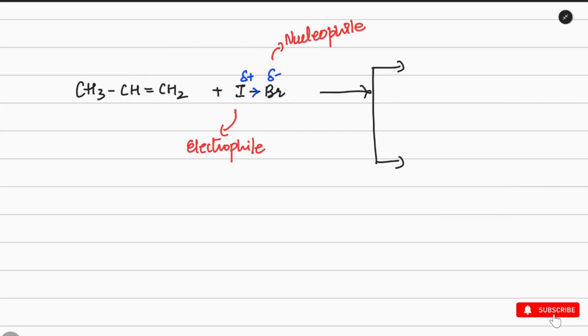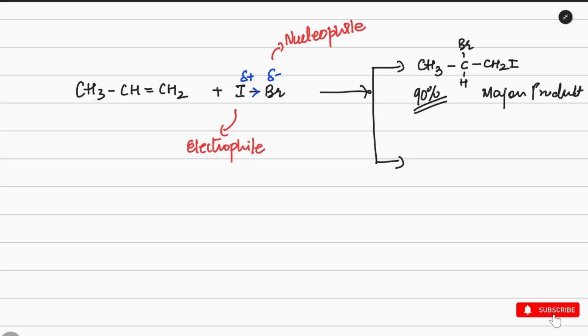So the final structure would be CH3, C, over here I am going to get Br, over here H, then CH2, and this I. This I, which acts as an electrophile, gets attached to the carbon with the higher number of hydrogens. So this one will be I, and this is nothing but my major product. This actually forms as 90%. That is why it is called the major product.